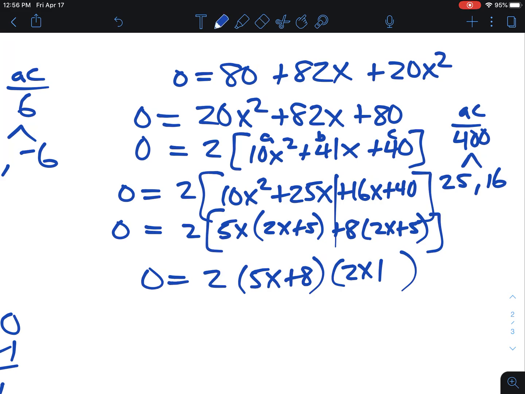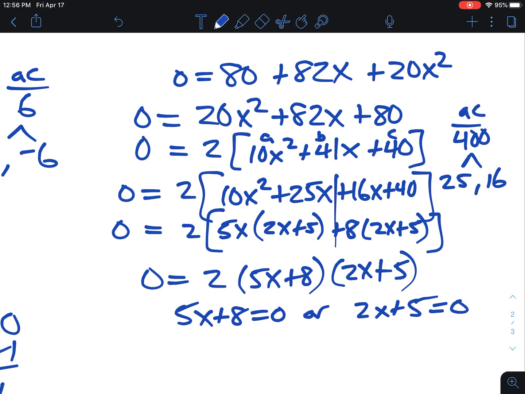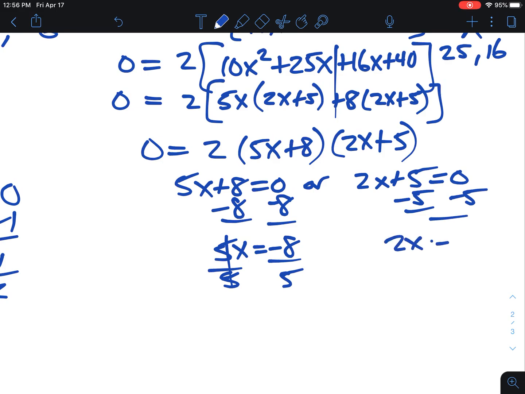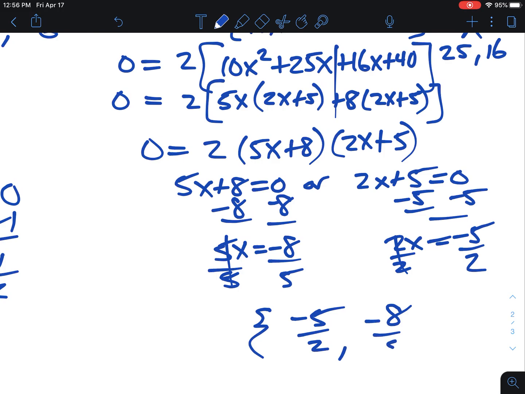And again, use your zero product property here. Set each part equal to 0, except for the 2. 2 can't be 0. But 5x plus 8 could be 0, or 2x plus 5 could be 0. Solve each one for x. So minus 8. 5x is -8, which means that x is -8/5. Or 2x is -5, which means that x is -5/2. There's our two options. So -5/2 and -8/5 in either order is totally fine.